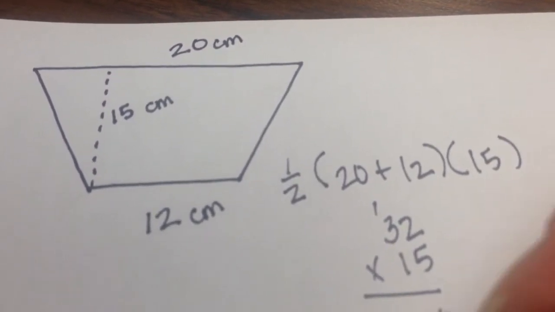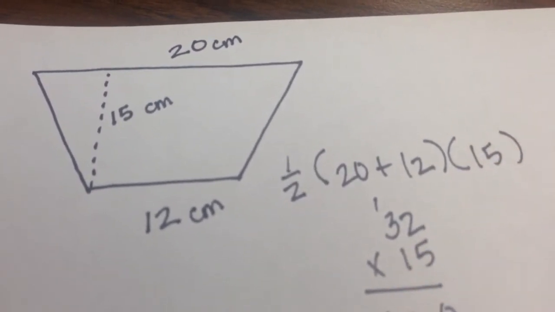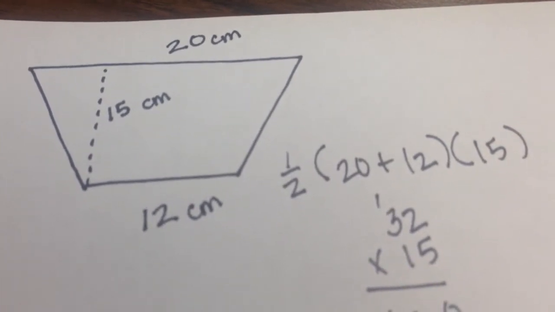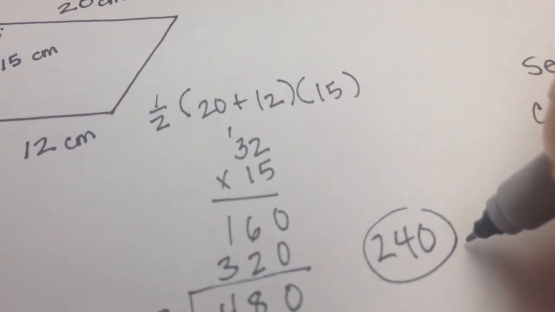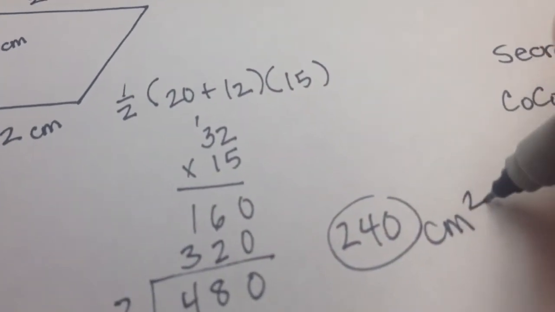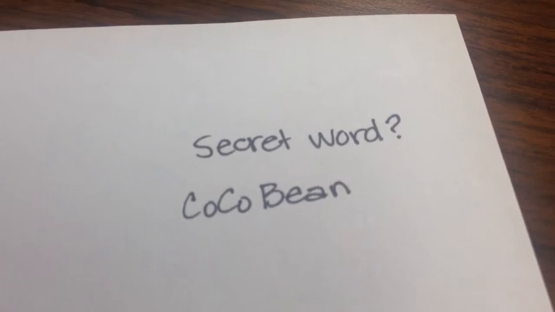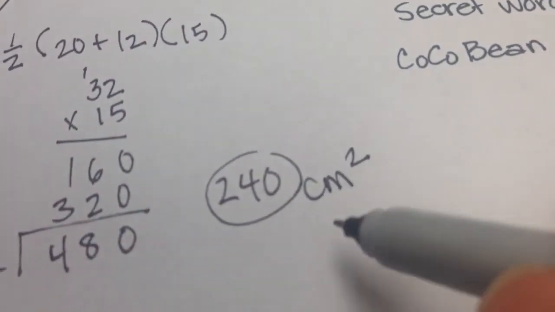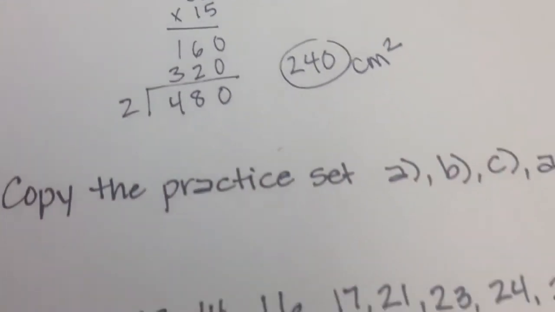Divide that by 2. Yep, I will. Divide that by 2. You get 2, a 4, a 0. Bam. Easy peasy. 240 what? Centimeters. Centimeters what? Squared. Secret word is what? Cocoa bean. That's my barky dog, Cocoa bean. Don't forget these labels.